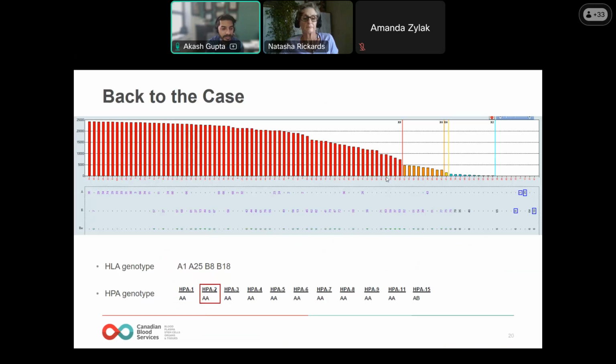And so just to summarize, this was her antibody panel. Her HLA genotype, she was A1, A25, B8, B18, which are the antigens highlighted in blue. And then she's 2A2A with an anti-2B antibody for the HPA.